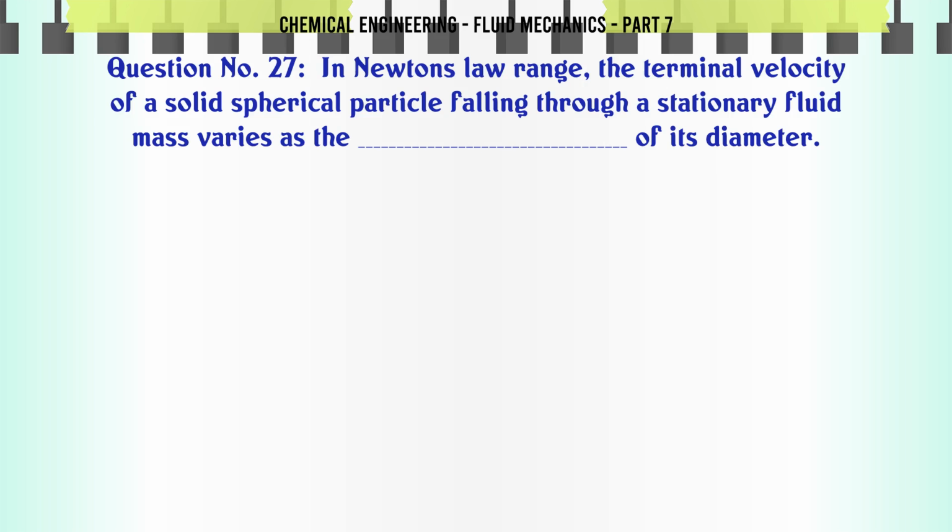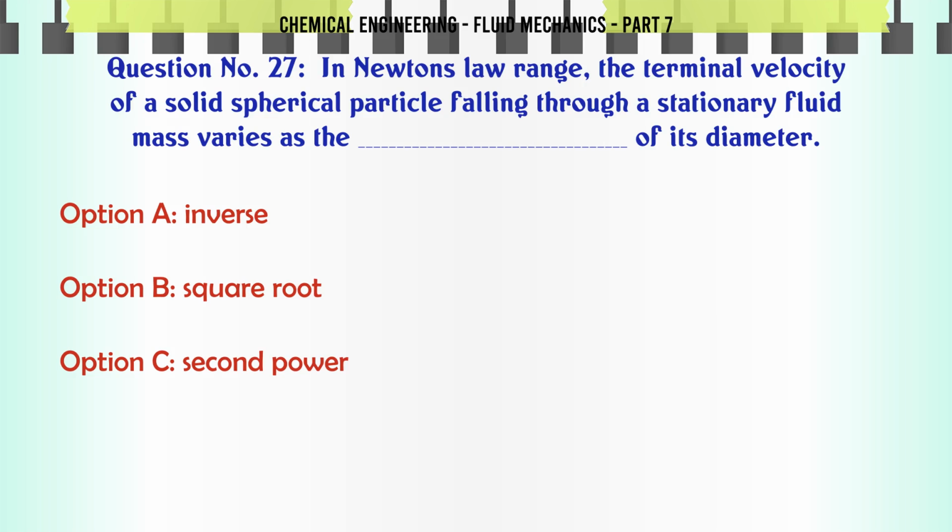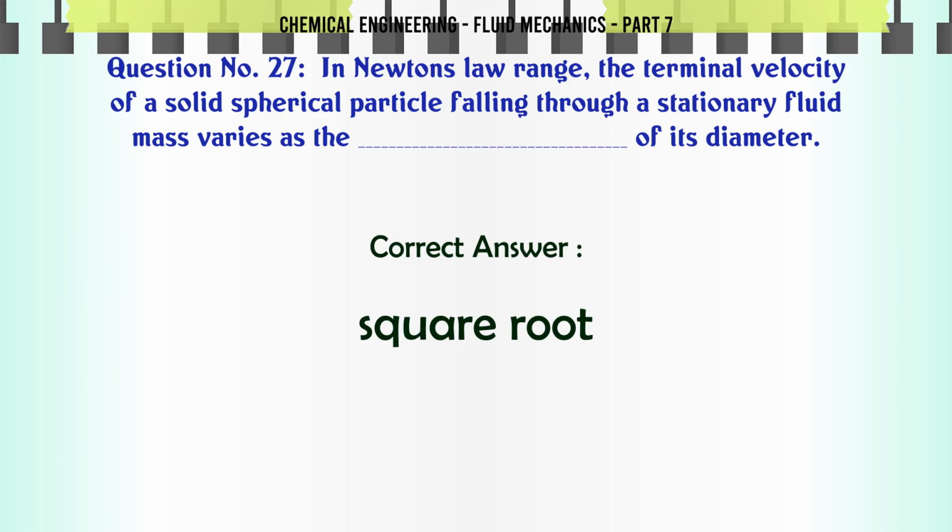In Newton's law range, the terminal velocity of a solid spherical particle falling through a stationary fluid mass varies as the blank of its diameter. A inverse, B square root, C second power, D first power. The correct answer is square root.